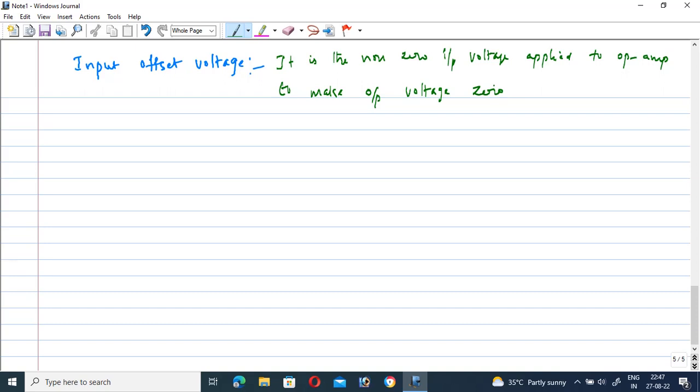So the input offset voltage varies with changes in the supply voltage. Okay, this voltage changes with the supply voltage. If you draw the circuit diagram like this, okay, this is the difference offset voltage to make output voltage 0. Next one, power supply rejection ratio. The next point is power supply rejection ratio.